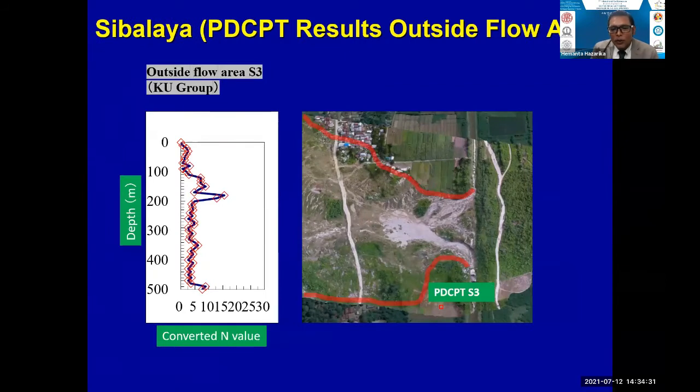And outside the flow area, we conducted another PDCPT test here, and there again we saw that the N value is very high on the top. That's why it didn't fail. And below that, we found a very weak layer.